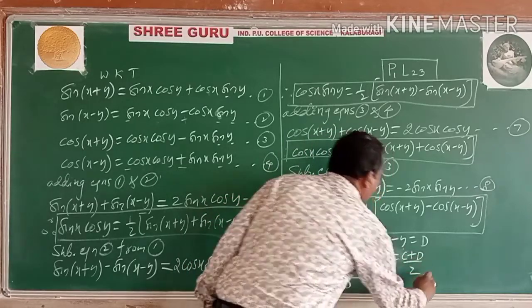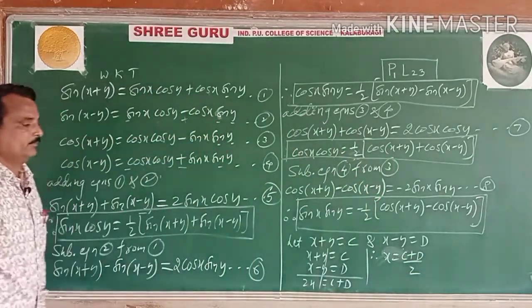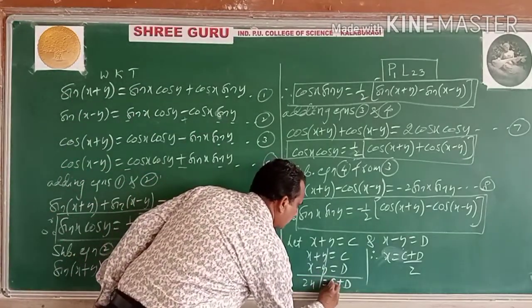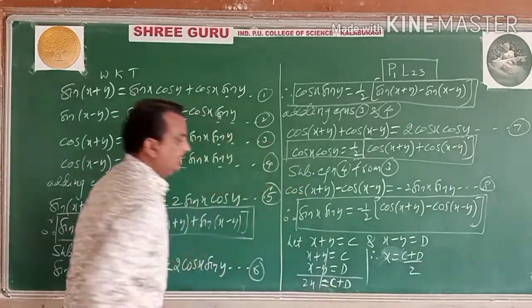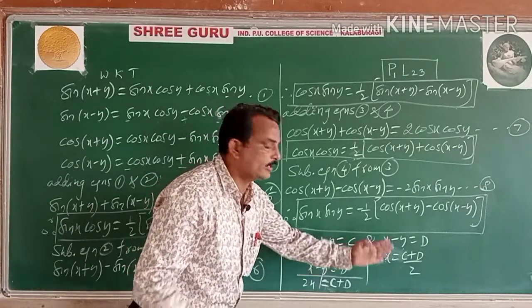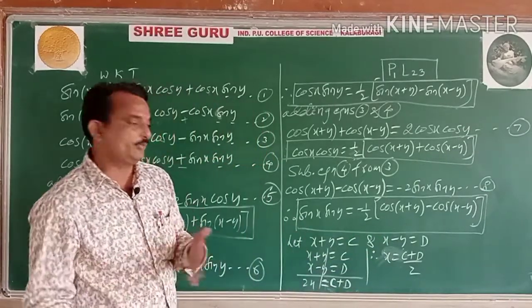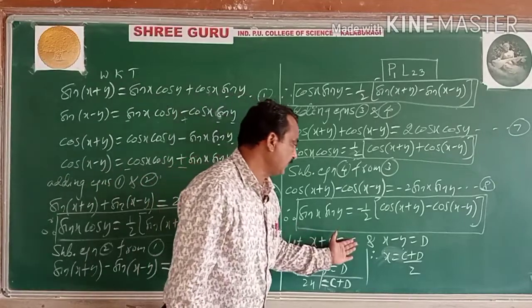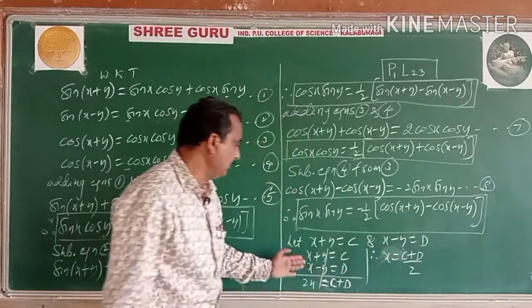x equal to c plus d by 2. Substituting here, x equal to c plus d by 2. Here finding separately x and y. x plus y you have taken as c, x minus y is taken as d. Here transforming these x and y in terms of c and d.